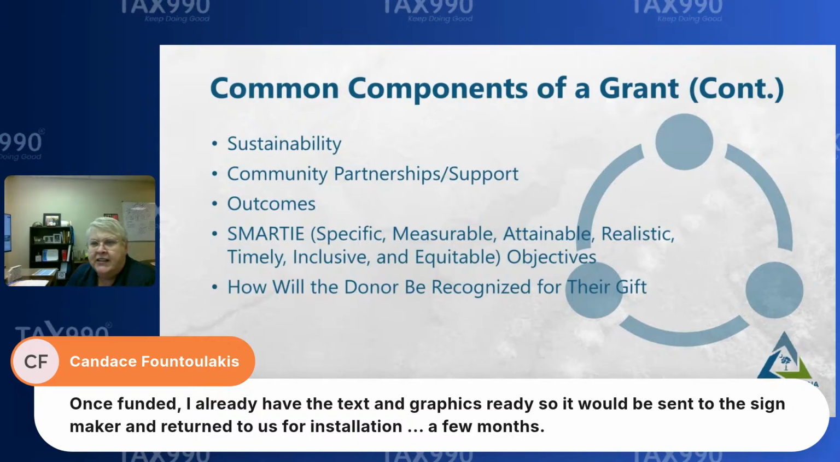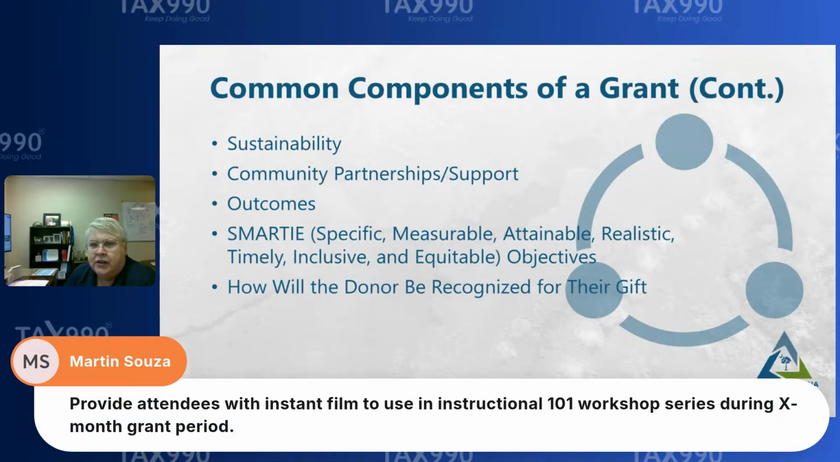Martin, provide attendees with instant film to use in instructional work. Okay, so Martin, what do you want them to get out of that? By providing them with instant film, what is it you want them to take away when they leave? Because that's going to be your ultimate objective. This is an activity under that objective, but what do you want them to gain? Do you want them to realize how wonderful photography is? Do you want them to foster an interest in the arts by providing this type of material?